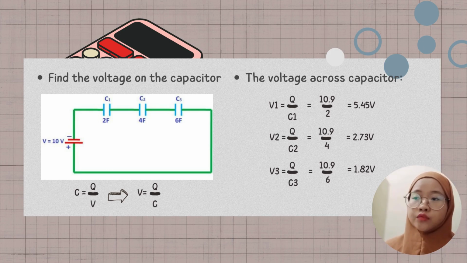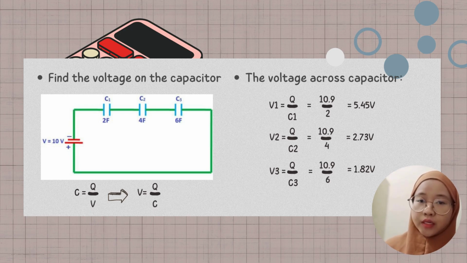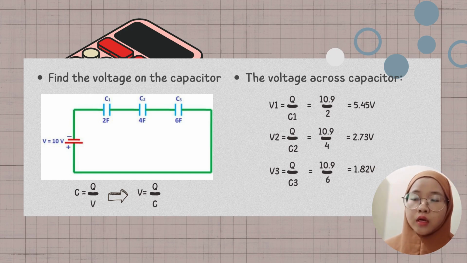Then, the voltage across capacitor 1 is V1 equal to Q over C1, which is 10.9 over 2 equal to 5.45 volts. Then, the voltage across capacitor 2 is V2, which is Q over C2. The answer will be 10.9 over 4 equal to 2.73 volts. And the voltage across capacitor 3 is V3 equal to Q over C3. The answer will be 10.9 over 6, which is 1.82 volts.